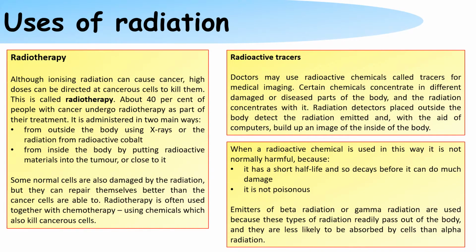Doctors may also use radioactive chemicals called tracers for medical imaging. Certain chemicals concentrate in different damaged or diseased parts of the body, and the radiation concentrates with it. Radiation detectors can be placed outside the body to detect where the radiation is emitted. When a radioactive chemical is used in this way, it is not normally harmful because the radioactive isotope that we use does not have a long half-life.